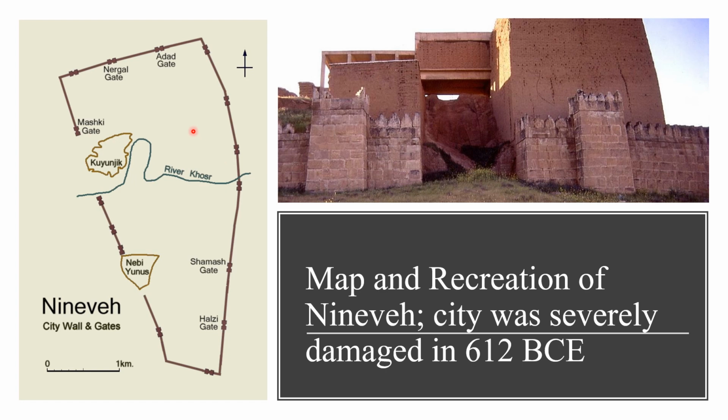The gates of the city are named after various Mesopotamian gods, including Shamash, the god of the sun and justice, and Nergal, the god of death. The city was severely damaged and almost destroyed in the year 612 BCE. Its destruction is described in contemporary written sources, like the Hebrew Bible, although some scholars and archaeologists think that the biblical story probably exaggerates the level of destruction that Nineveh experienced.